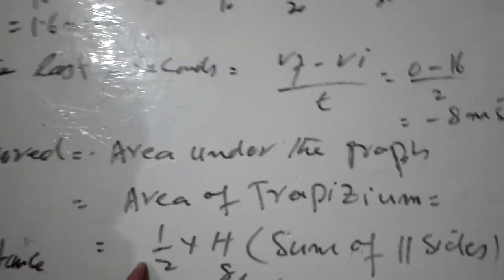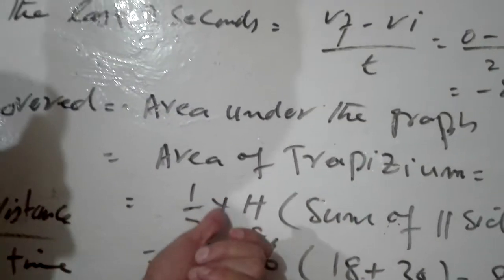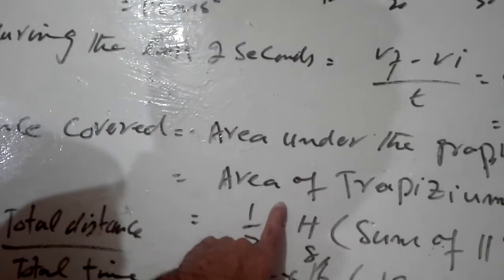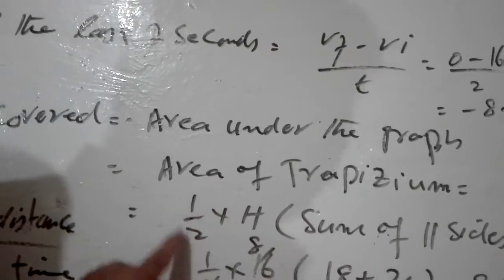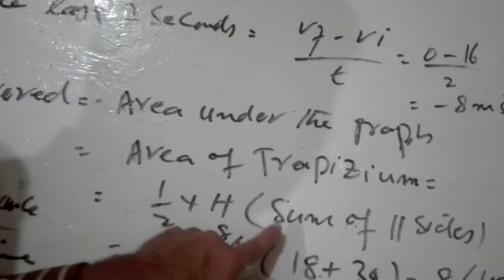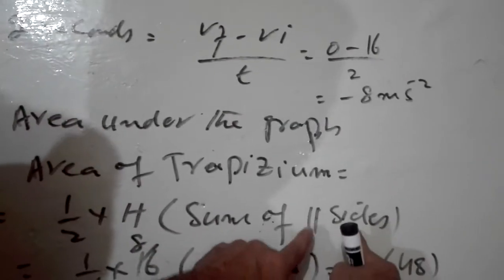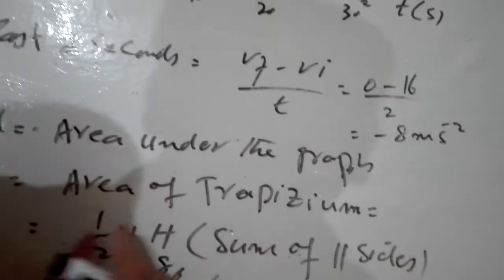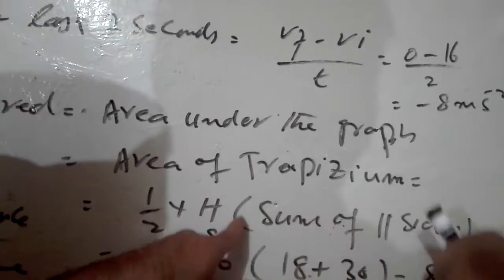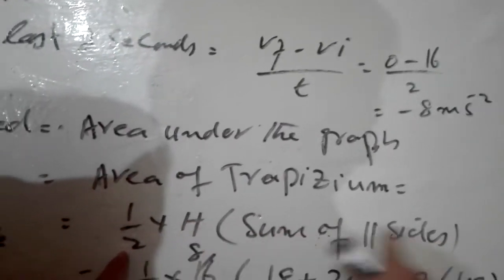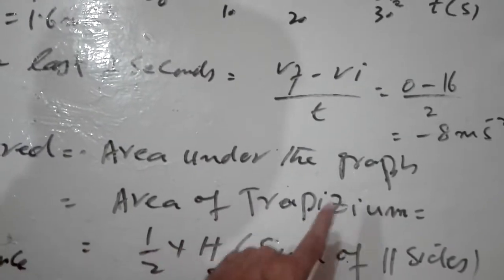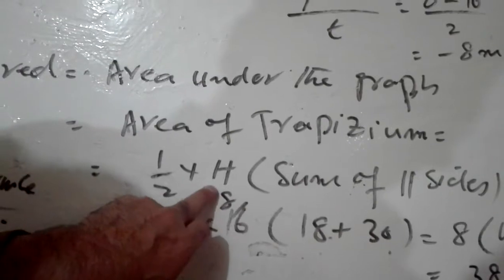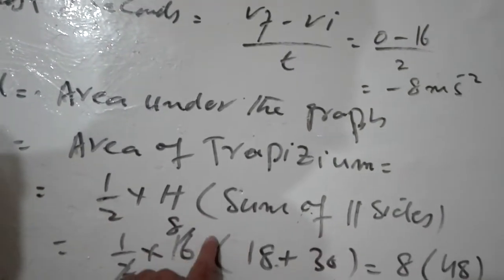I think you don't know the area of trapezium formula, so I have written the formula. You also have to memorize this formula: area of a trapezium is 1 by 2 into height into sum of parallel sides. I have written it in short form, these two lines show parallel. So this is the formula to find the area of a trapezium. Now what I have to do is simply put in the value of height and sum of parallel sides, and you will find the area.